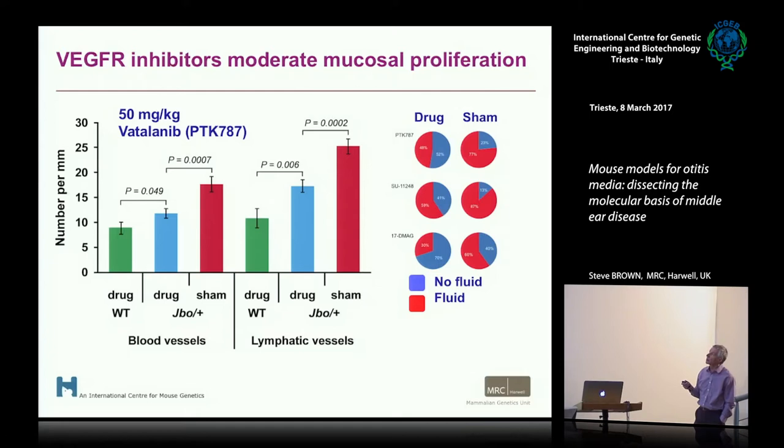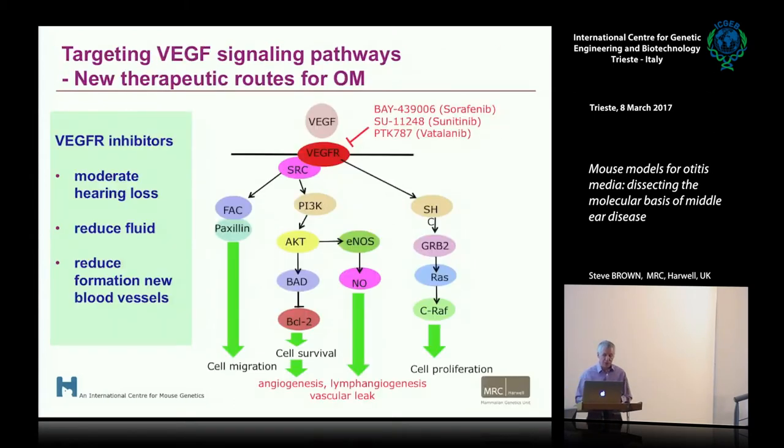And the other thing that we can notice is that if you compare drug with sham mice, we looked at the amount of fluid in the middle ear. There's no fluid at all in the wild types, but no fluid is blue, fluid is red. And you can see the significant improvements in the drug-treated mice in the amount of fluid that we see in the middle ear, which of course ties in with the improvement in auditory thresholds that we see in these mice as well.